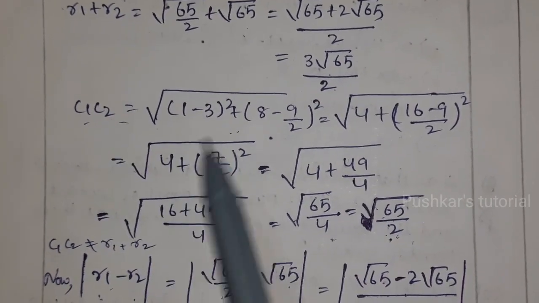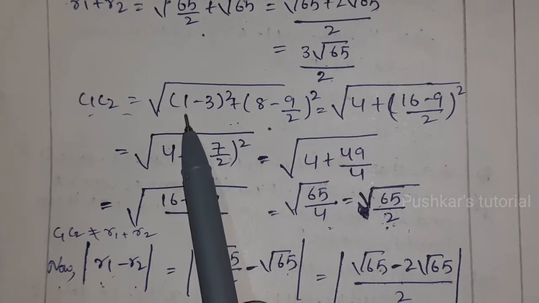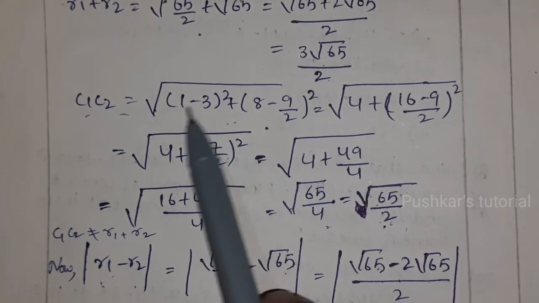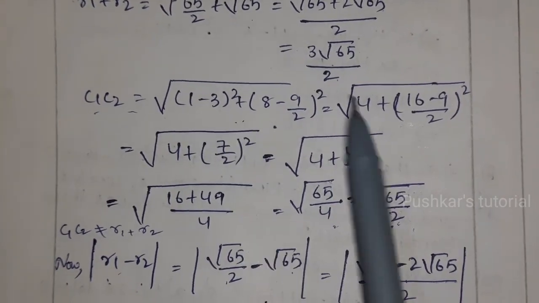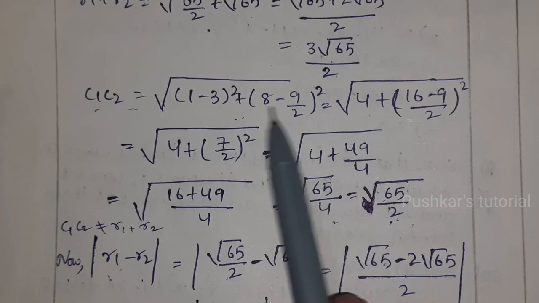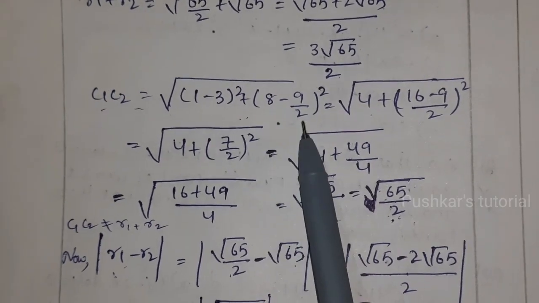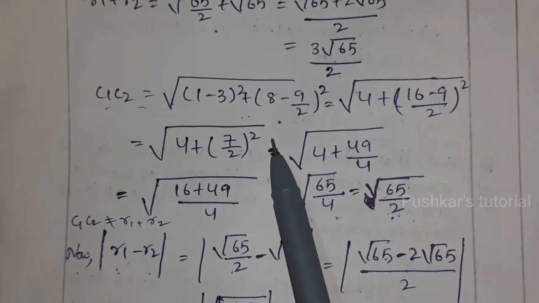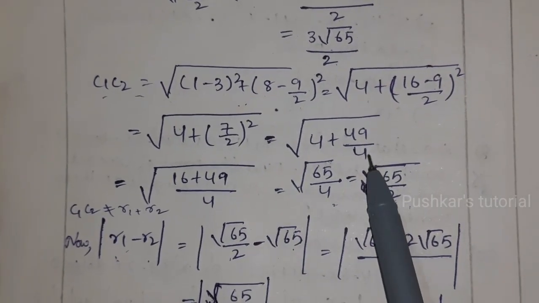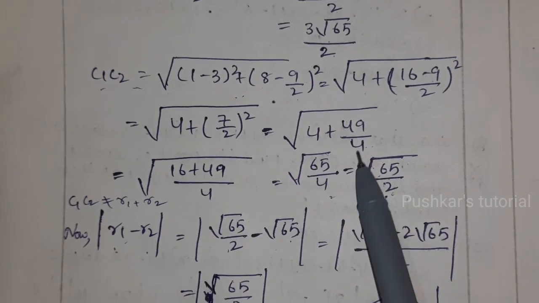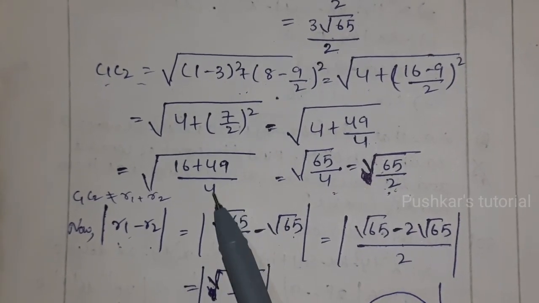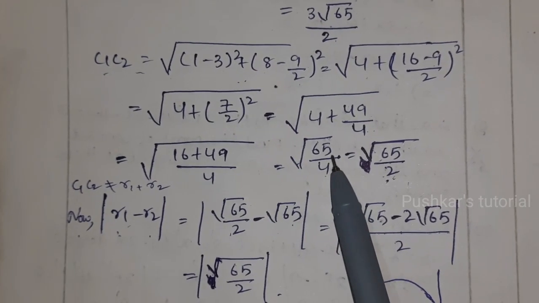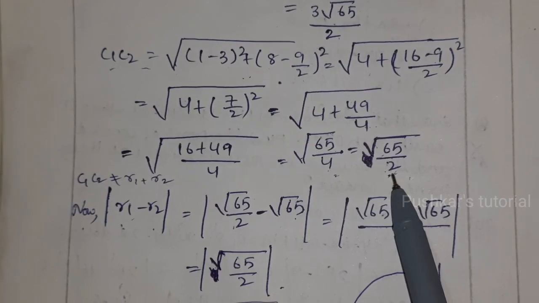Now we need to find the distance C1C2. Same distance formula: (x2 minus x1) whole square plus (y2 minus y1) whole square. So 1 minus 3 is minus 2, square answer 4. Here no need to apply (a minus b) whole square, just take the LCM. 8 twos are 16, 16 minus 9, 7 by 2 whole square. So 49 by 4. Again LCM: 4 fours are 16 plus 49 by 4. Addition gives root 65 by 4. So root 65 as it is, root 4 answer is 2.